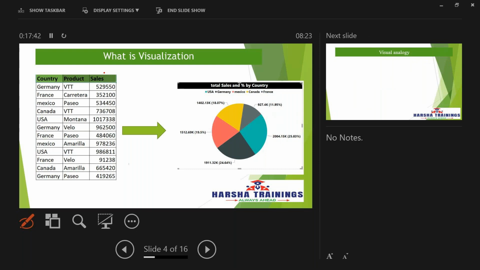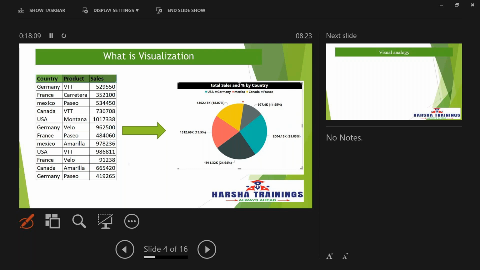Can anyone please try to analyze that visual? Why? Because we know this visual. From our school standards, we know this pie chart, right? We studied this pie chart, but right now we are going to create this.